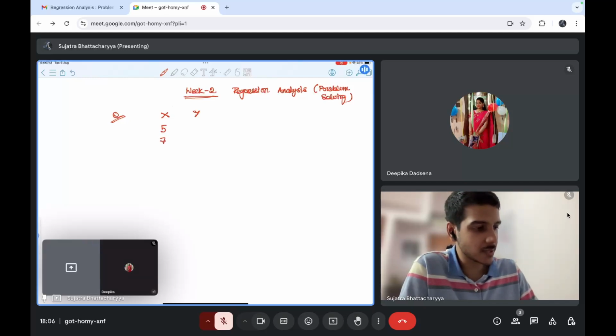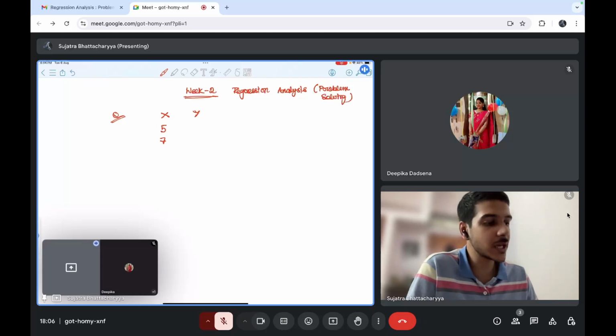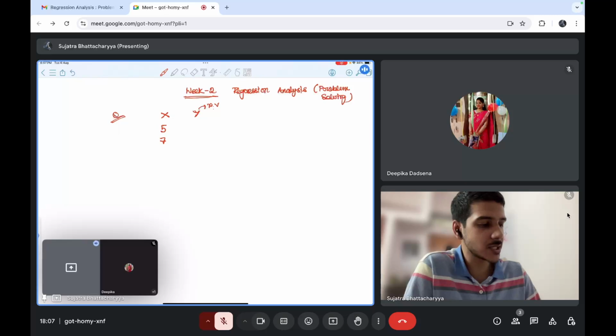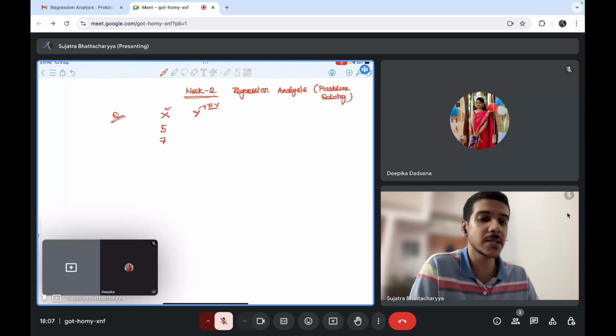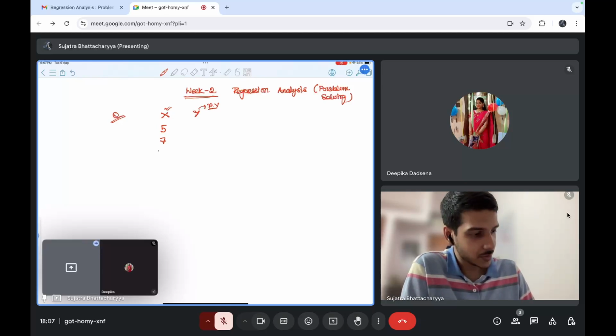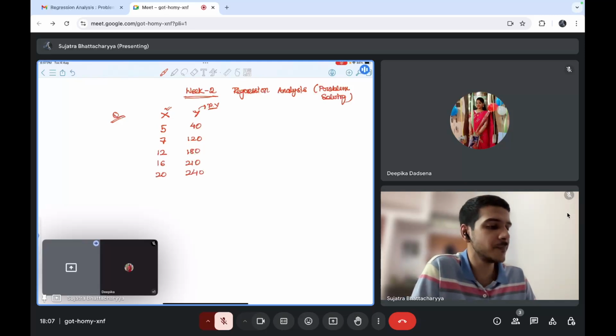Suppose this x is in our control, meaning we can vary it, whereas y is not in our control. Whatever the experiment outcome is, it will come in the y. So y is a random variable, which we discussed in the earlier class, whereas x is not. When we use the summations, x is mostly treated as a constant quantity, like x bar. So x is 5, 7, then 12, 16, then 20, and the y sample comes out to be 40, 120, 180, 210, and 240.